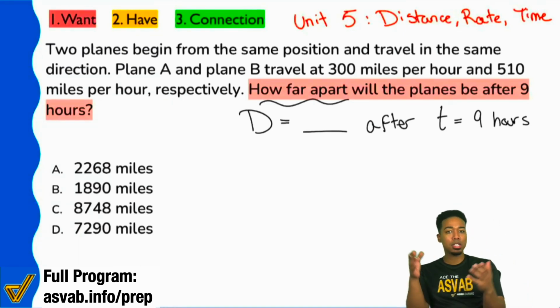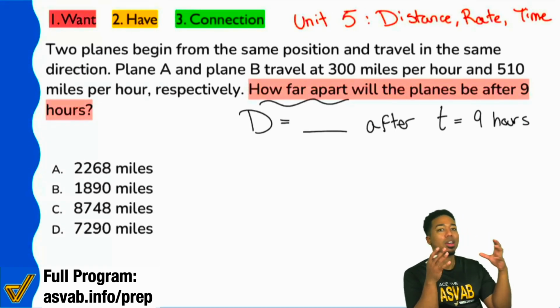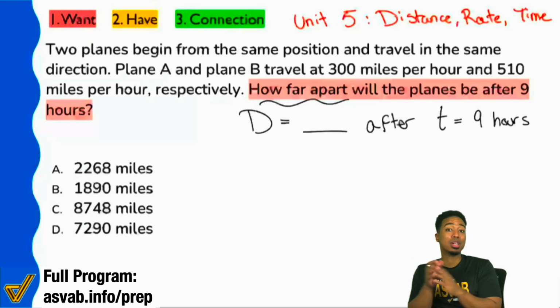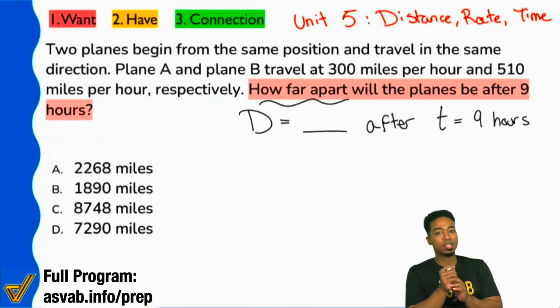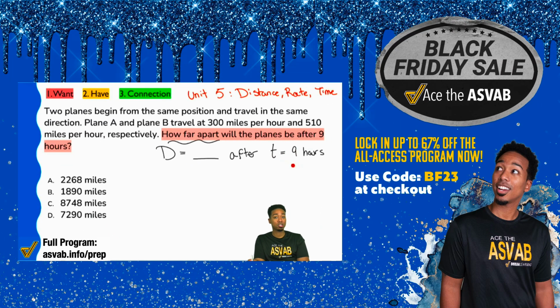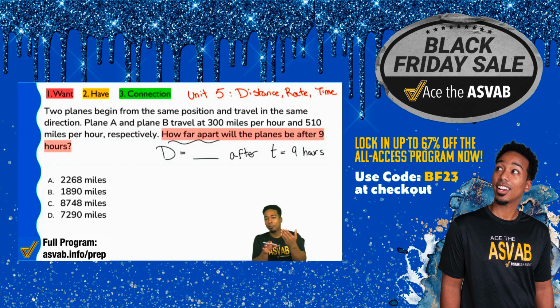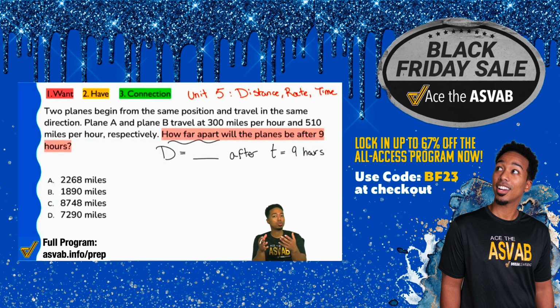You know, I can immediately start saying D and T because when they say how far apart after this much time, I'm already gearing my head toward a potential distance, rate, time question. And even if it's not a distance, rate, time question, this isn't wrong. Calling it a distance is not wrong. Calling 9 hours a time, not wrong either. Totally fine.